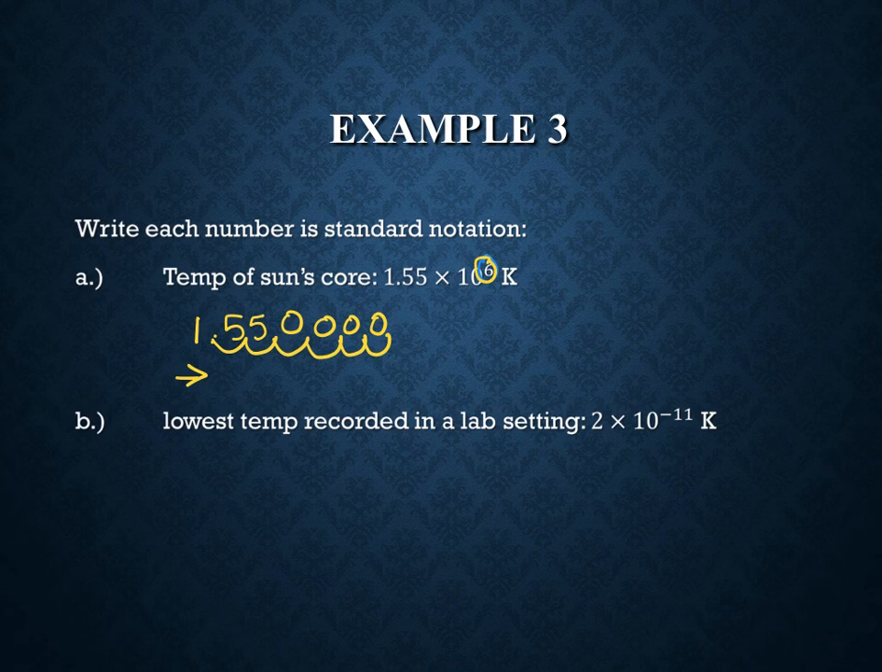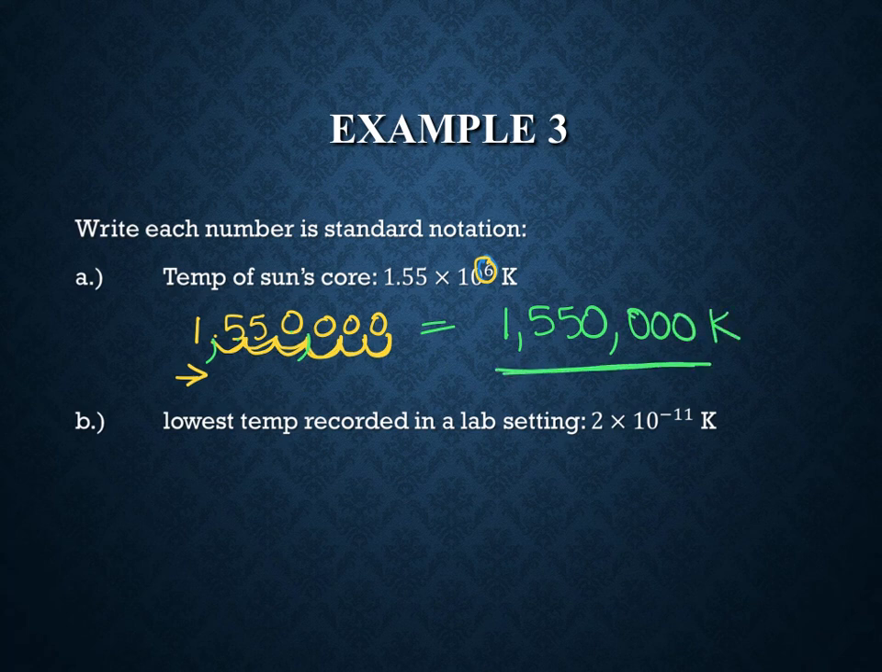So I'm just going to come over here and write in my zeros. So again, you can just double check. I've got 1, 2, 3, 4, 5, 6 decimal places. And if I pop in my commas where they belong, that's 1, 2, 3, 1, 2, 3. So this is going to give me 1,550,000 Kelvin. So this is that same number that was written in scientific notation, now written in standard form.